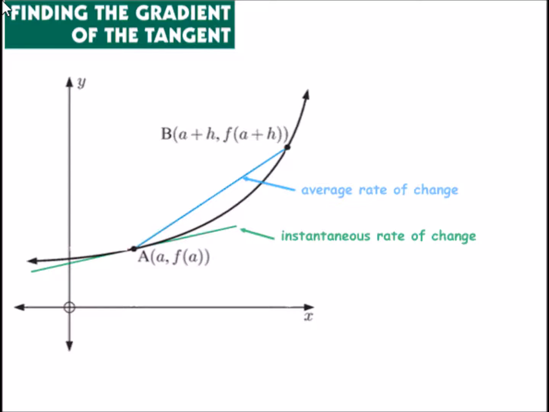In this video, we'll look at how to work out the slope or gradient of the tangent at a point on the curve. So we have our 2 points, point A and point B, and I want to work out the slope of the tangent at point A.